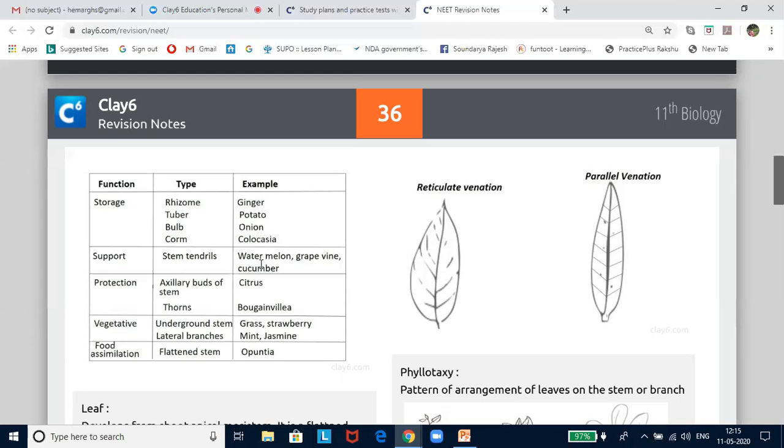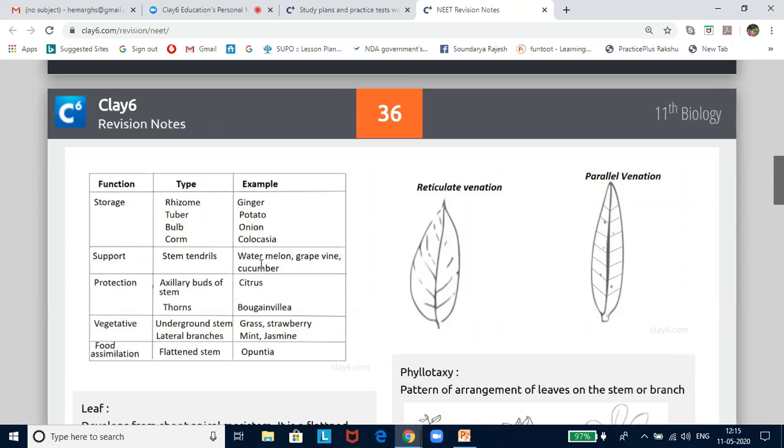Now vegetative. If you look at the underground stem, vegetative means vegetative propagation. In grass and strawberry, seeds are not formed. So these plants themselves act as perennating organs, and they help in vegetative propagation, like in grass, strawberry, mint, and jasmine. Now, food assimilation.